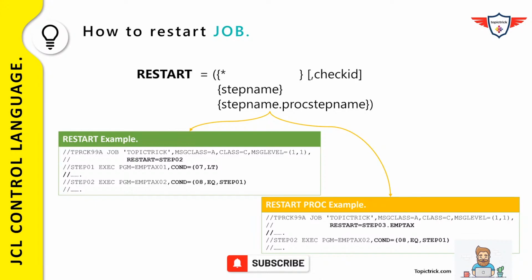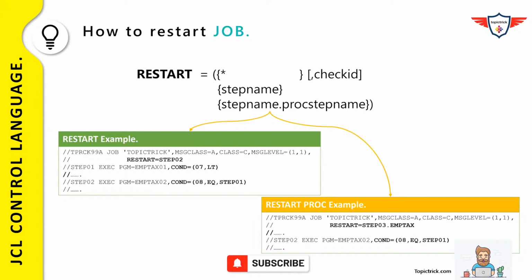In the second example, the JCL is using a catalog procedure, and in this case the step from where I want to restart my job is in the catalog procedure. So what I've done is I've used the restart keyword followed by an equal sign. After that the step name, that is step 03 dot emp text, which is actually proc step name. And after including all these details, you simply need to resubmit your job so that you can restart your job from a specific point.